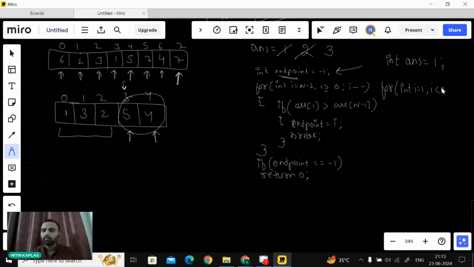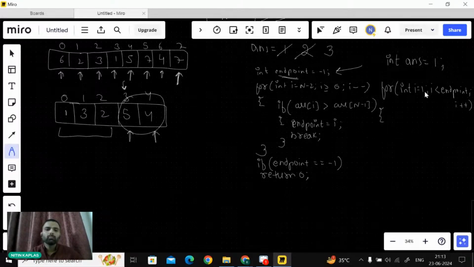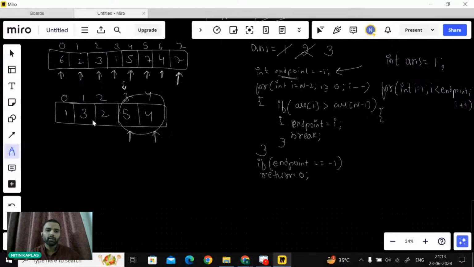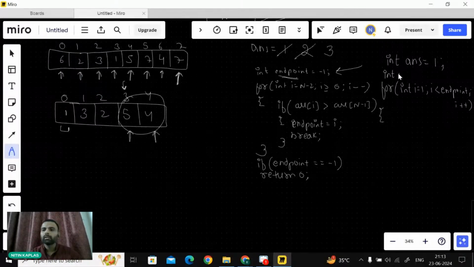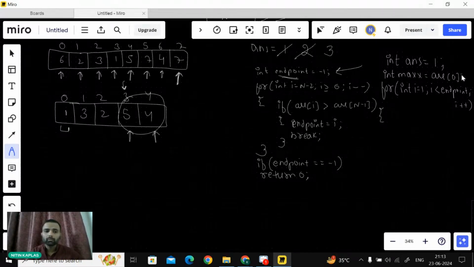So what I'm doing is here I'm writing the ending point. You just have to traverse till now, right? Don't go beyond it. Okay. So why am I traversing from 1? Because I know I need the one element, right? I need the one element which is outside. So what I'm doing is here I've written the max, which is your array of 0, right? I have the max, which is 1.